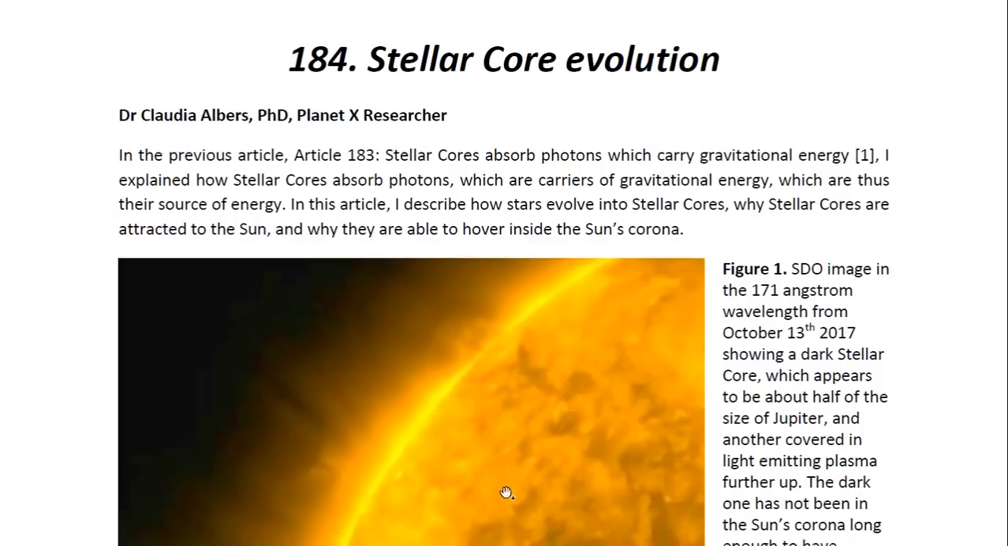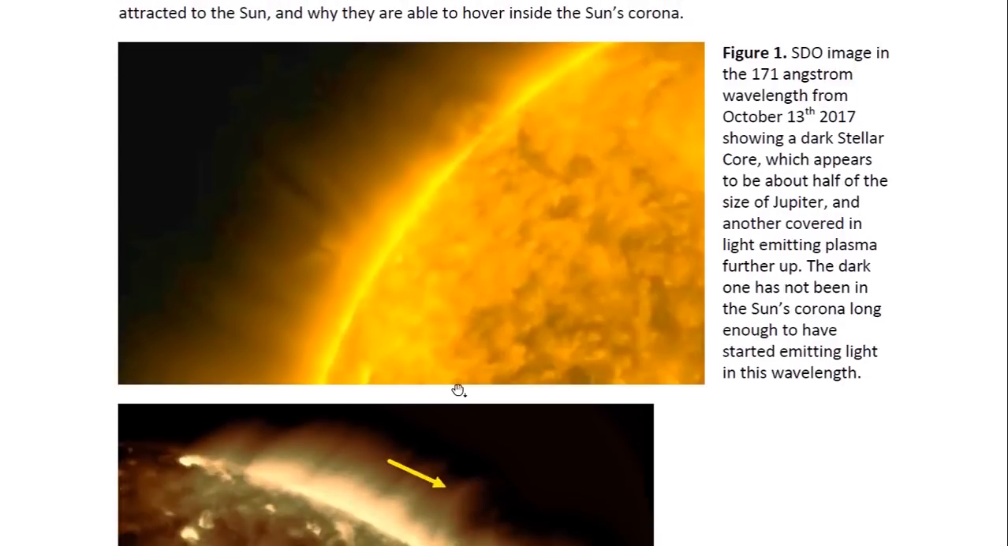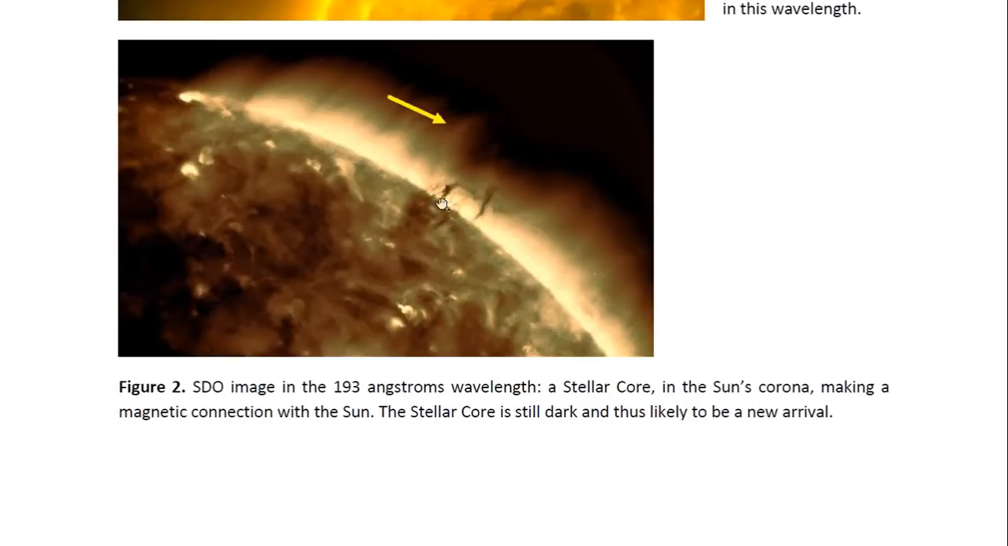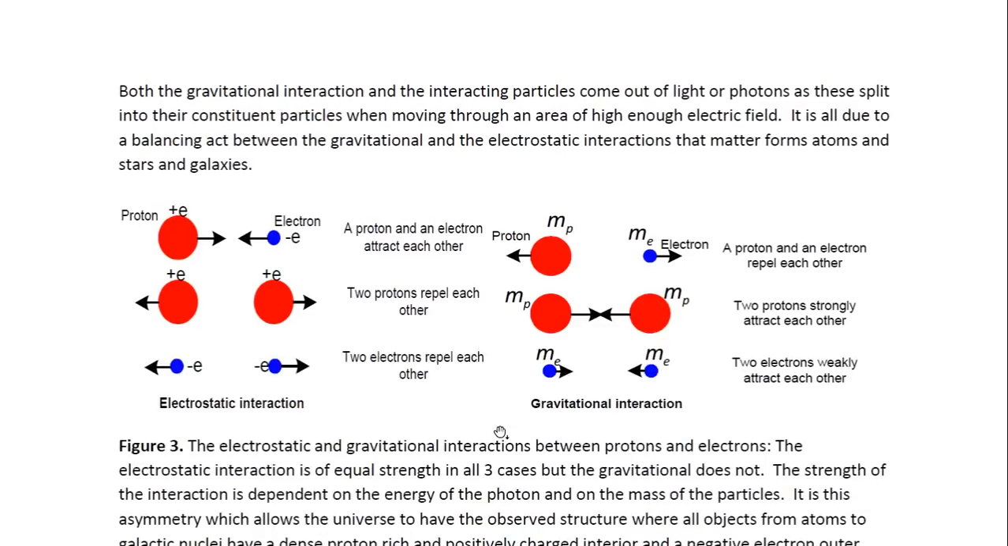Now, in this image, we see two stellar cores. We see a dark one here, and we see the connection that it's making to the Sun. And we see another stellar core. This one seems to be enveloped in plasma from the Sun's corona, so it seems to now be able to emit some light. And we see another one partially within the Sun's corona, and again the particle connections that it is making with the Sun. And these are gravitational. These are due to gravitational interaction between the stellar core and the Sun.